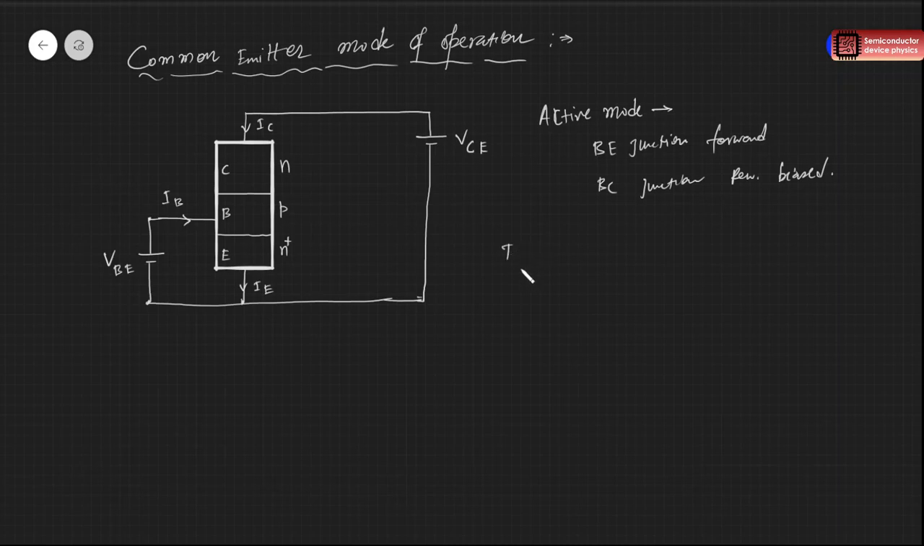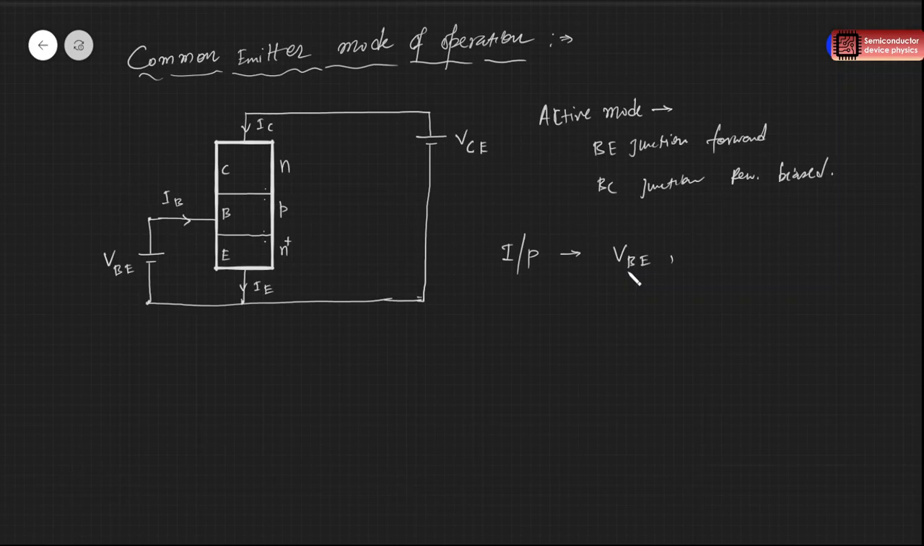Sir, the emitter-collector junction is reverse biased, no? The emitter-collector junction is reverse biased. No, there is no junction between emitter and collector, right? They are at the two ends. Yes, we have only two junctions, the collector-base and the base-emitter.